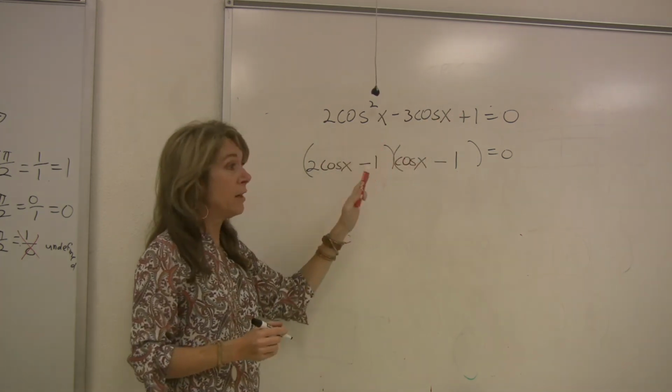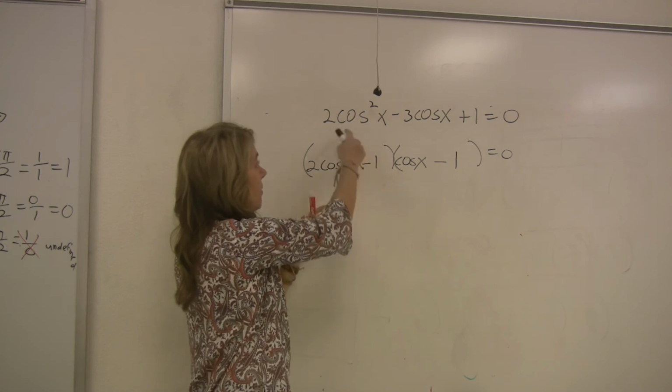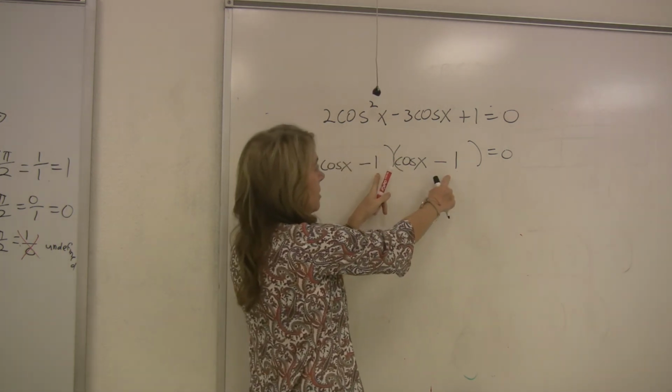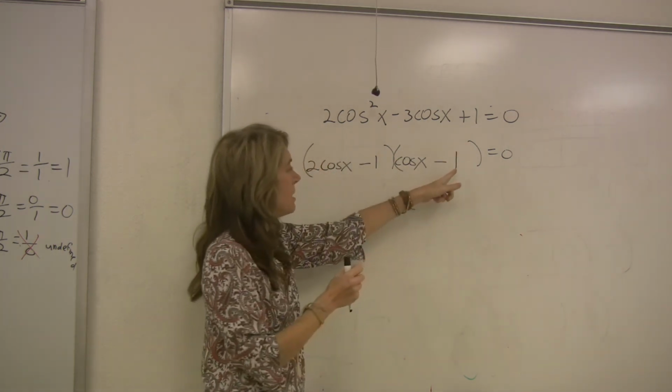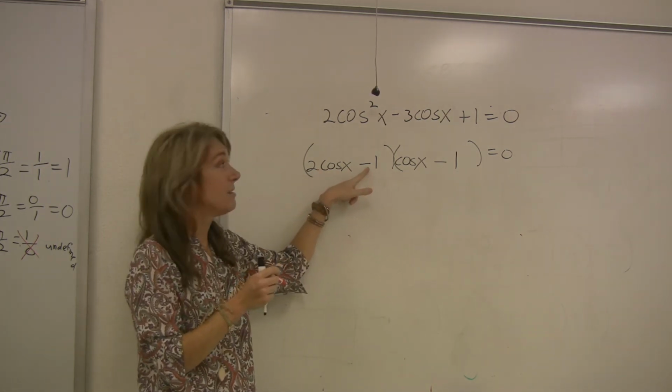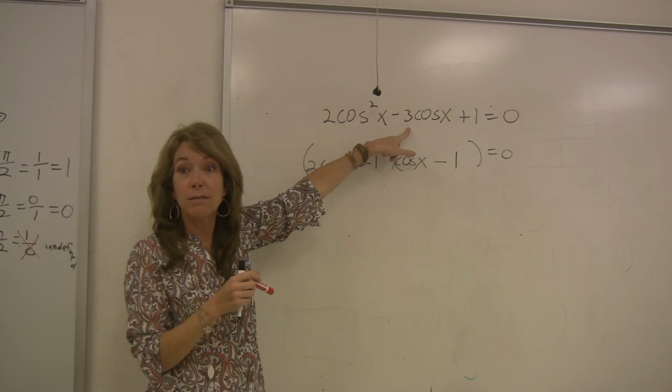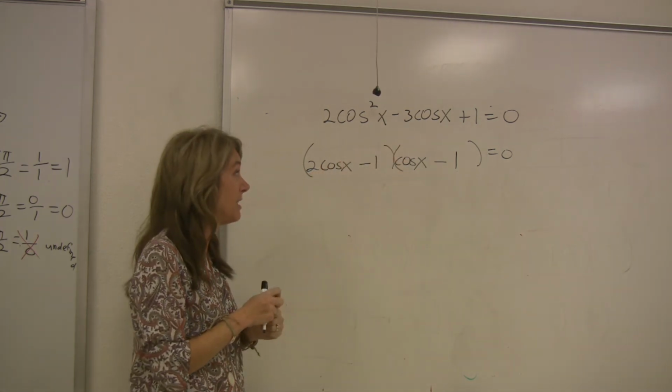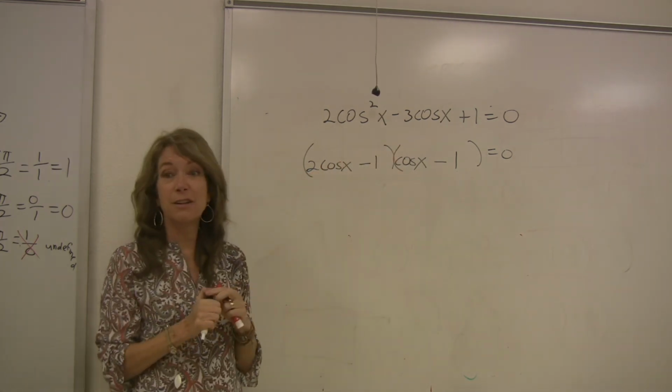And if you did a little FOIL, these two definitely give me that. If you check the outsides, that's -2x. This is -1x. They add up to -3x. Guess and check, one of my favorite methods still. So we have it factored.